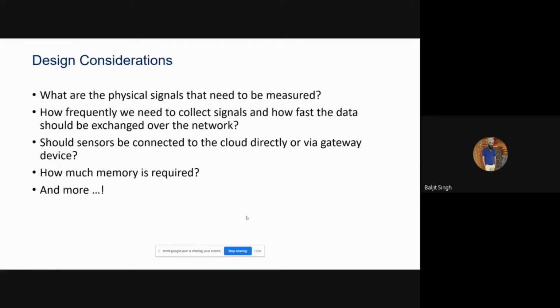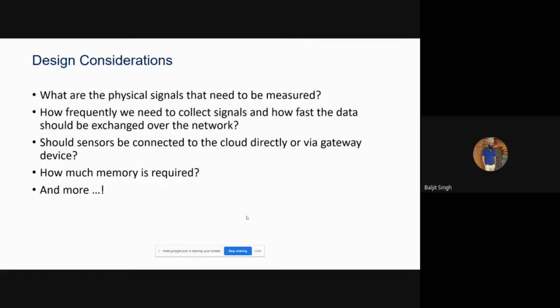So what are the physical signals that need to be measured? That means what are the parameters which you need to record, which you need to measure? Then how frequently we need to collect the signal and how fast the data should be exchanged over the network. Fine. So this means the sampling rate and then the data communication rate. Okay. Should the sensor be connected to the cloud directly or via a gateway device?